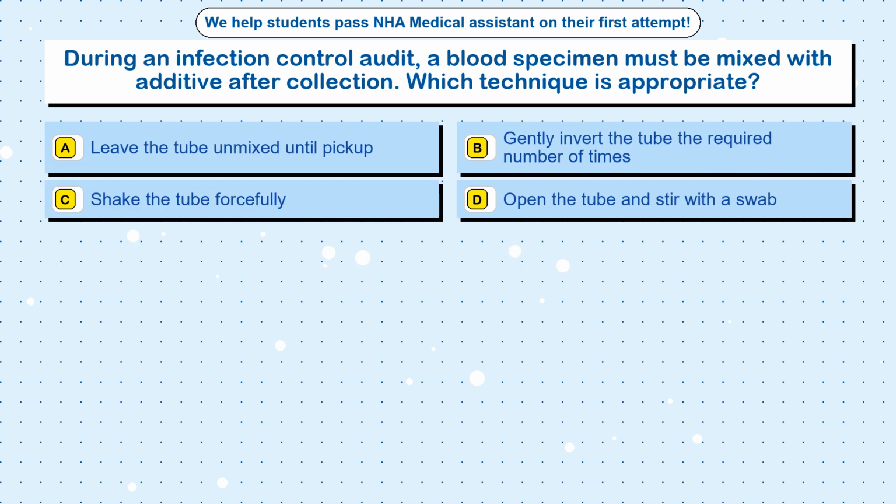Question 30. During an infection control audit, a blood specimen must be mixed with additive after collection. Which technique is appropriate? Option A. Leave the tube unmixed until pickup. Option B. Gently invert the tube the required number of times. Option C. Shake the tube forcefully. Option D. Open the tube and stir with a swab.